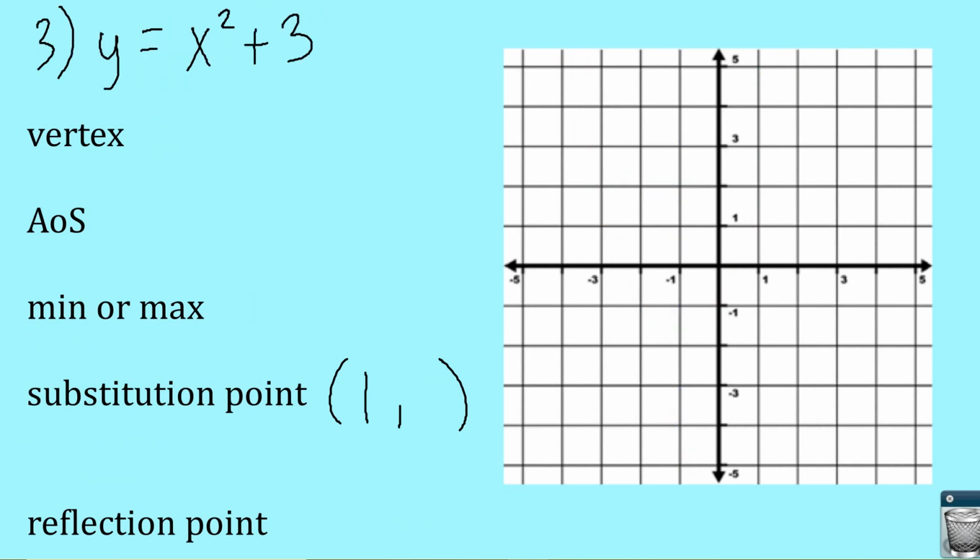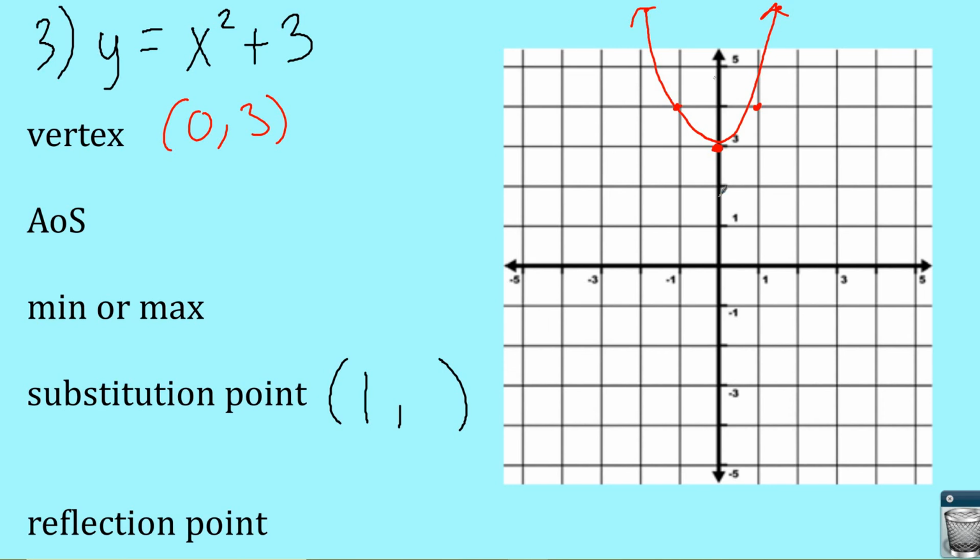I'm going to do a couple more. So this one, we get our vertex at (0, 3). Uh-oh, I can already tell ours is going to go off the graph. So 1, 1, and then it's way up here. Okay, rough sketch. Do the best I can.